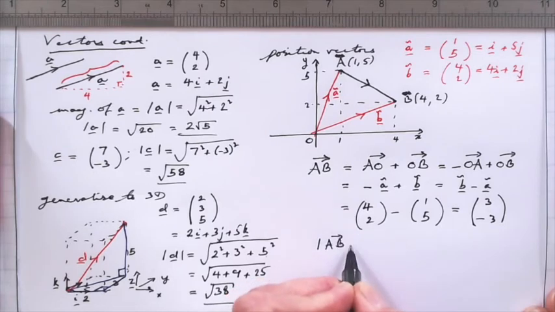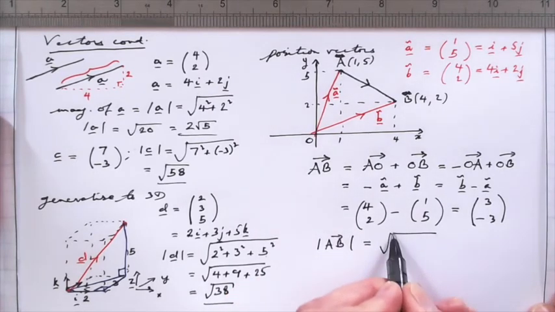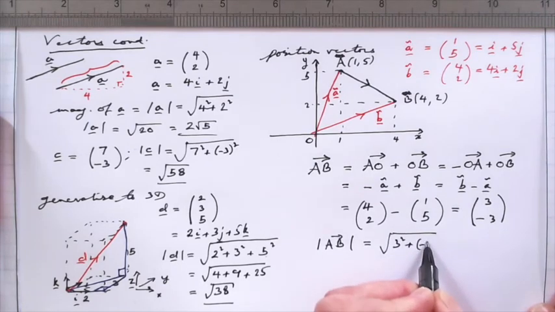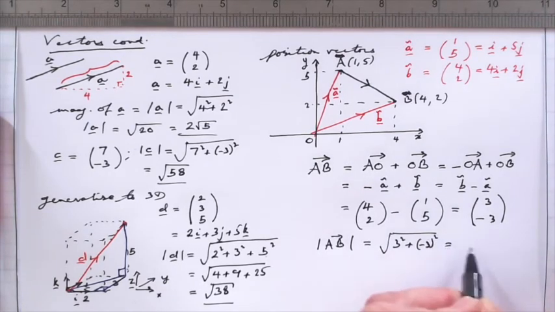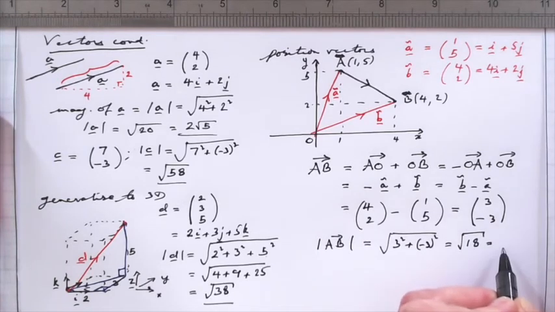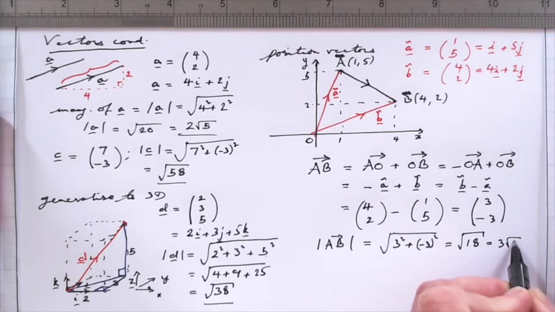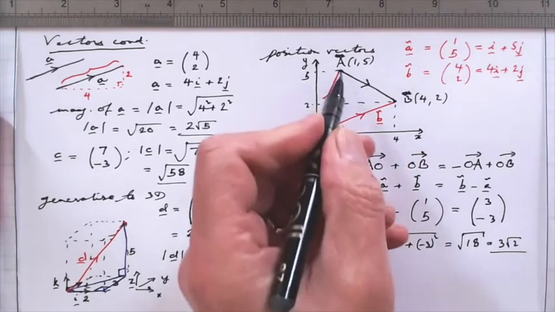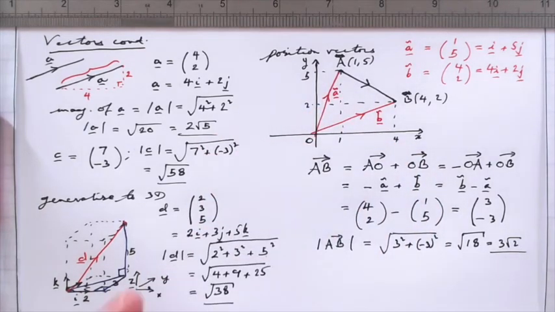What's the magnitude of that vector AB? We would just take the square root of the sum of the squares. So it's 3 squared plus the square of negative 3, which is the square root of 18. Alternatively, we can think of this as 3 root 2. So that would be the magnitude of that vector.